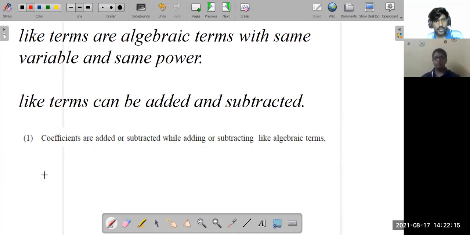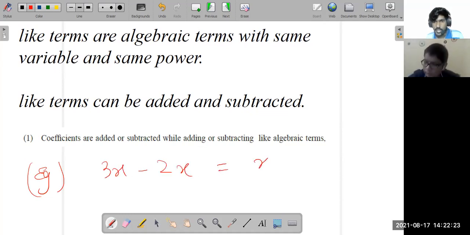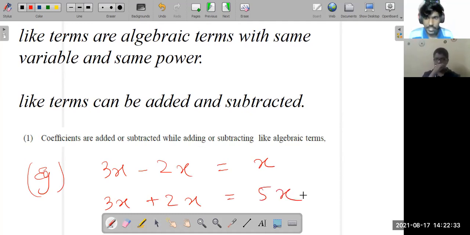So I'll write one example. I want you to write all these down. So 3x minus 2x will be x, and 3x plus 2x will be 5x. Is this clear? Any doubts in this? Keep in mind, whenever you're adding or subtracting, they have to be like terms, meaning the variable should be the same and the power of this variable also should be the same. Write it down as a note.